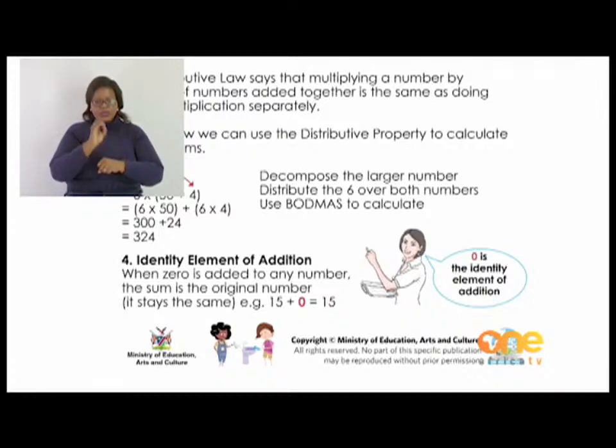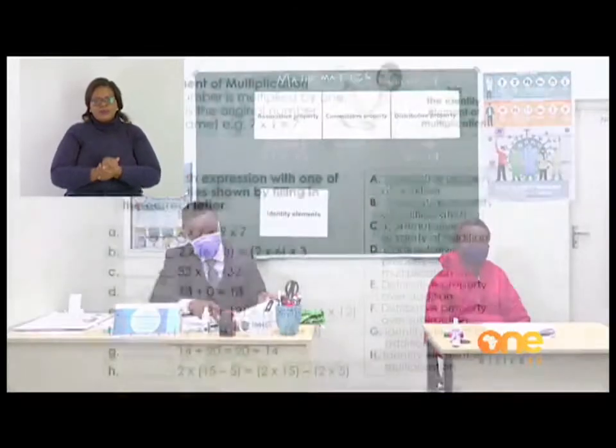To explain below number 4, when 0 is added to a number, the sum is the original number. It stays the same. For example, 15 plus 0, it gives you 15. 0 added to a number, you get that number. Moving to page 14.